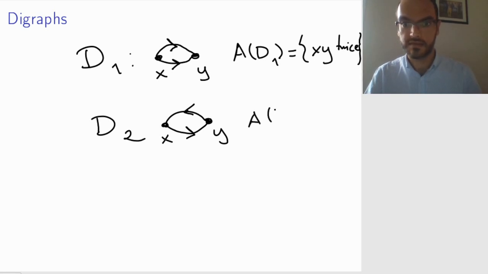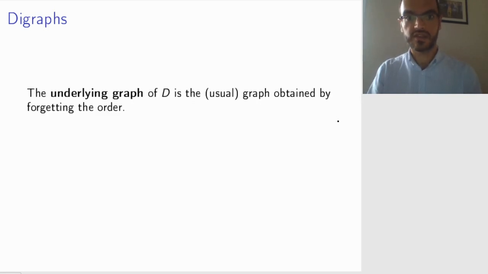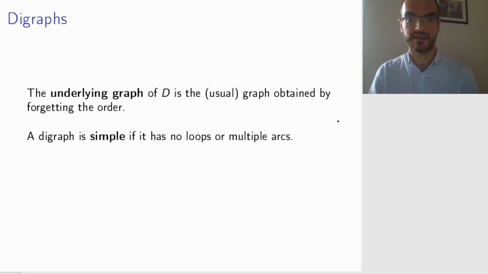And the arcs in D2, now we have xy together with yx, because one arc is going this way, the other is going the other way. And now remember, xy and yx are not the same. So really, apart from the direction on the arcs, these are the same graph. And the way to deal with this is to define the notion of an underlying graph. So the underlying graph of a digraph is the usual, meaning undirected, graph we obtain by forgetting the order, or erasing the directions on the arcs.